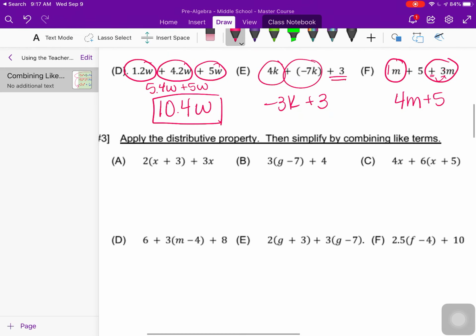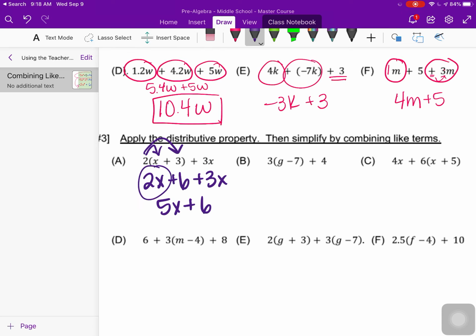Now our examples get a little bit more complicated because we're going to throw in the distributive property that you learned the last time you were in math. And we're going to have to use the distributive property and then simplify by combining like terms. You have to distribute first. Okay, so remember, let's use our claw method. 2 times x is 2x, and 2 times 3 is 6, plus 3x. 2x plus 3x is 5x. 5x plus 6 is your final answer. If you still need to circle to combine your like terms, please do that.